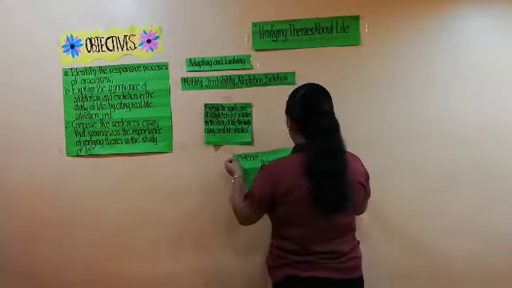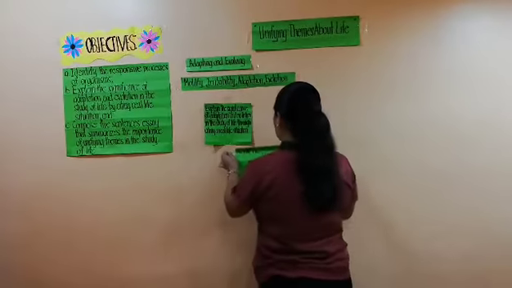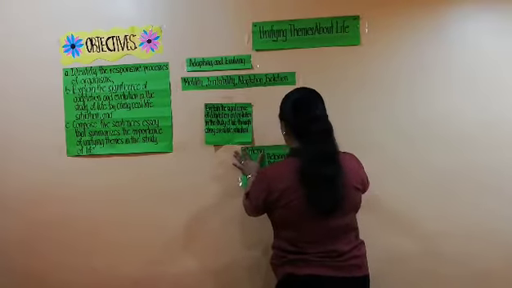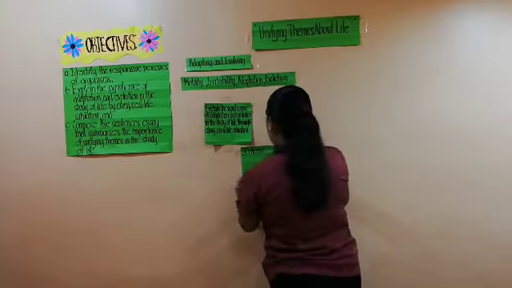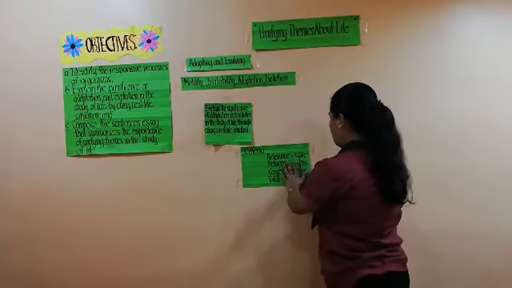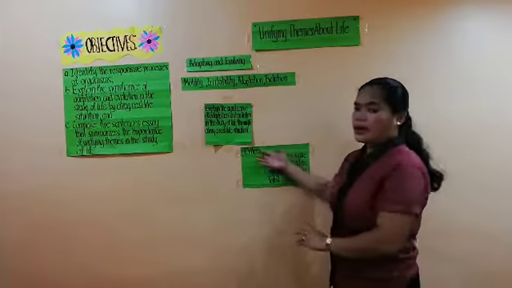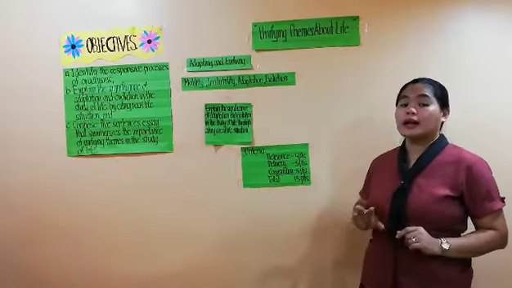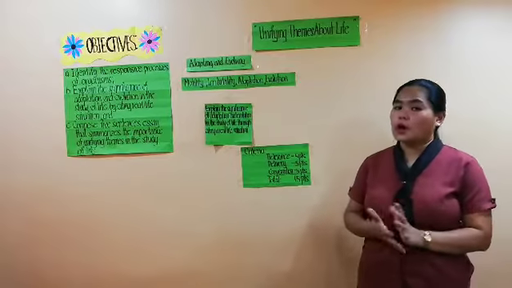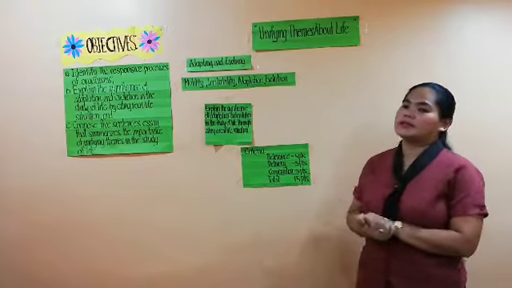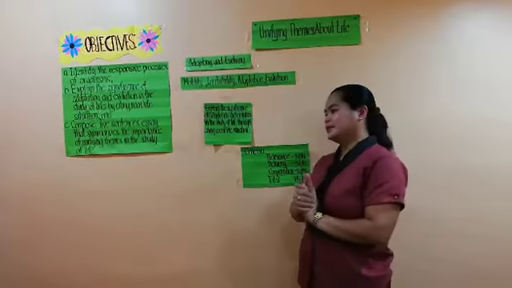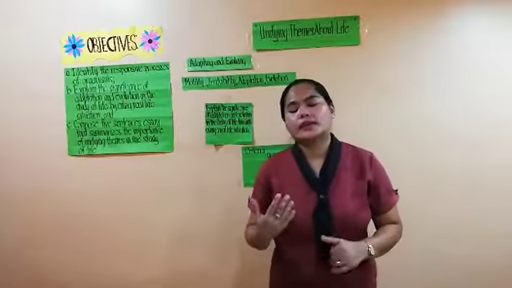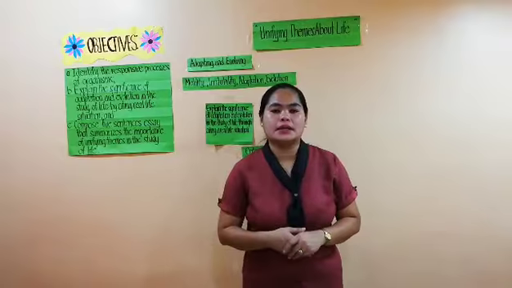So, these are the criteria for this activity. Okay, relevance 5 points, delivery 5 points, and cooperation 5 points. All in all, 15 points. Okay, so time is up. Okay, class, thank you for your sharing. It really shows that you've learned something today.